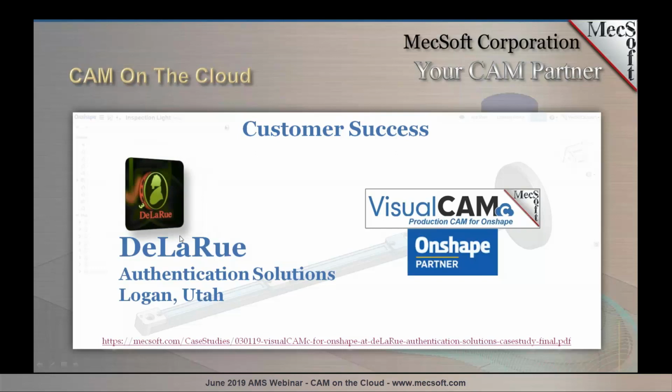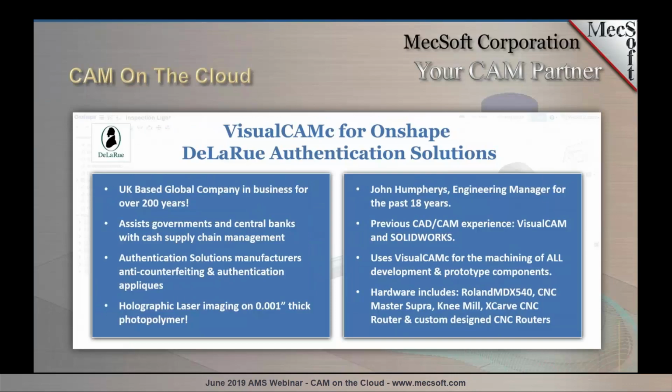Now, De La Rue is a large global company that interacts with a lot of banks and security mechanisms of that nature. The authentication solutions part of it makes those laser imaged appliques for authentication labels that companies can place on products. And those are laser imaged on 1,000 thick pieces of polymer. Can you think about the apparatus and the technology required to do that? It's very proprietary and no one else does it.